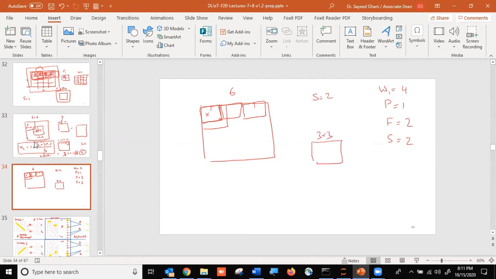Does the equation predict this correctly? It says the output is W1 plus 2P minus F, divided by S, plus 1. The plus 1 is just an offset. So you have 4 plus 2, 6, minus 2, which is 4, divided by 2, plus 1. So that comes out to be 3. So you can see that this particular equation tells you what the size is going to be.